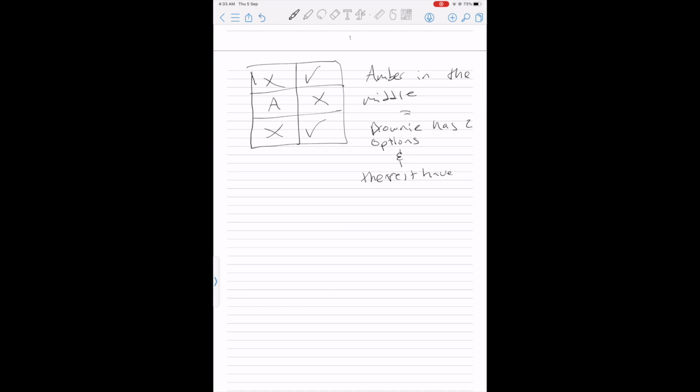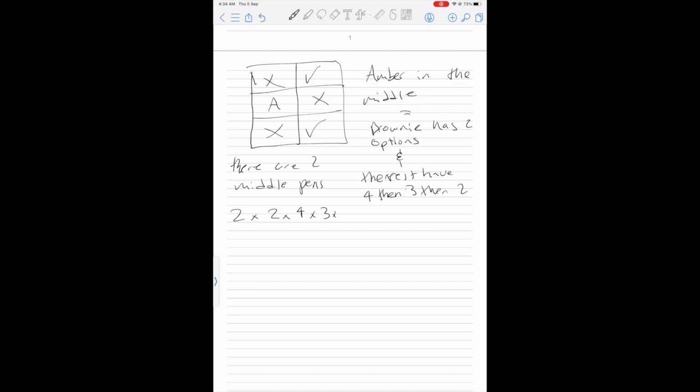The other type is if Amber is in one of the 2 middle ones. This time Brownie would have only 2 options rather than 3 options, because there would be both above and below the pen plus next to it. Thus, this time Brownie would have only 2 options, and the other sheep would also go 4, and then 3, and then 2.